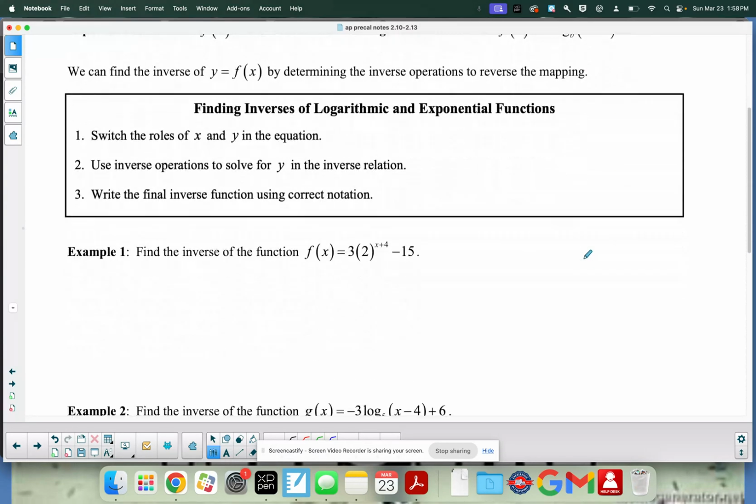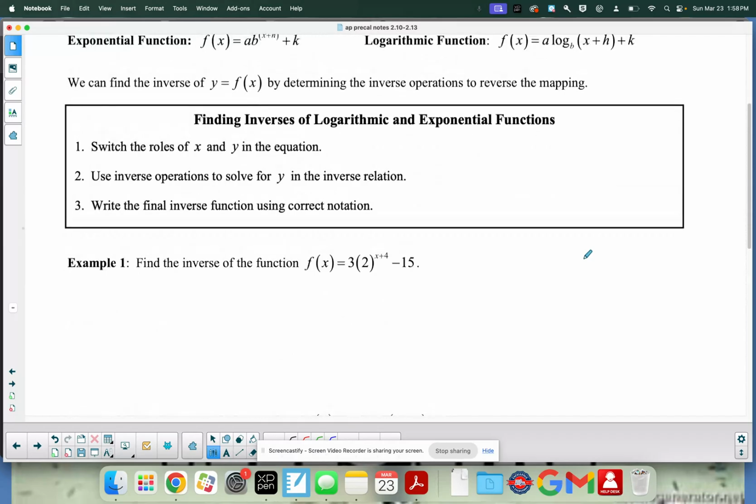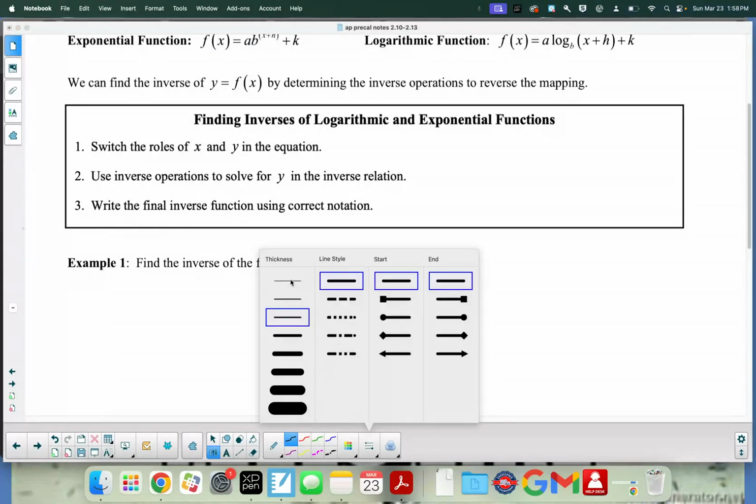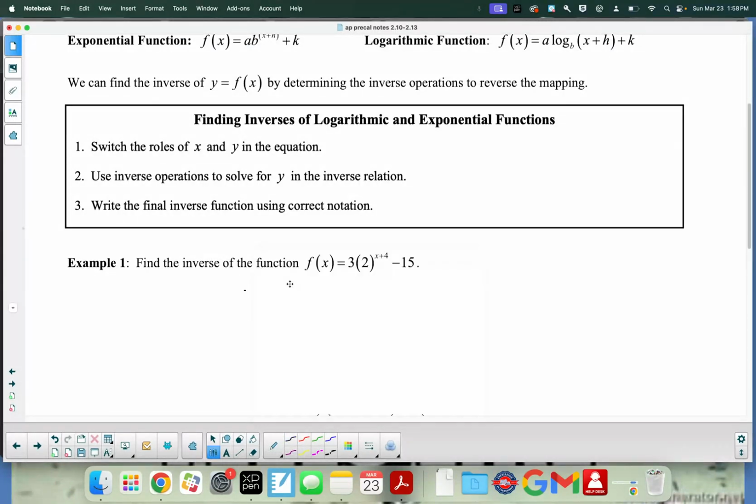So we're going to find the inverse of this exponential function. And again, by basically rewriting it as a log, right? Because obviously a log would be the inverse of an exponent, and that means we have to get it down to the correct form first. So y equals 3 times 2 to the x plus 4 minus 15. Swap x and y.